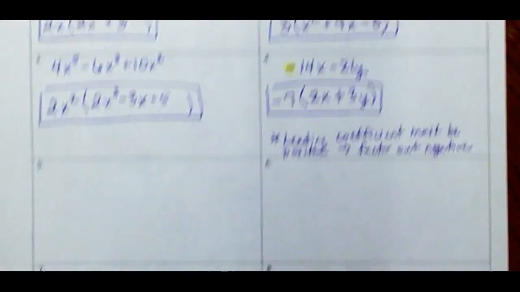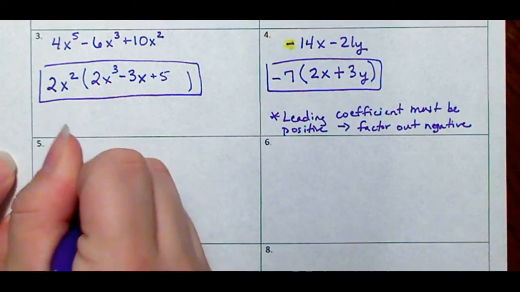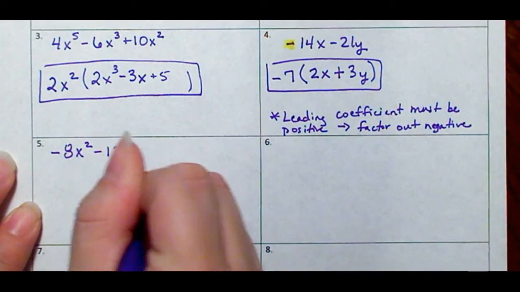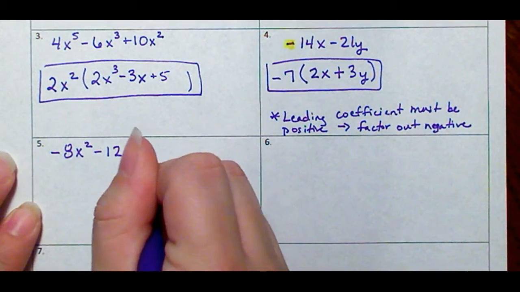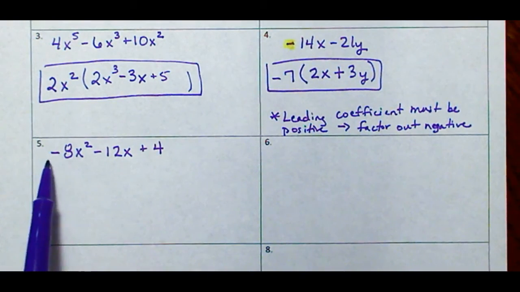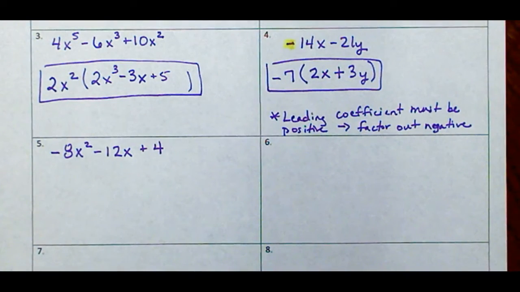Okay, so that's a big rule here. So let's look at the next one. So we're going to do negative 8x squared minus 12x plus 4. So I want you to try this one. Now notice it has a negative, so you have to factor that out. I want you to try to factor this, and when you're ready, turn the video back on to check your answer.